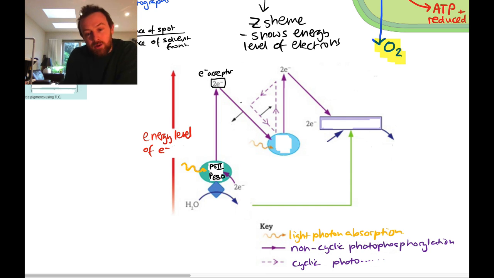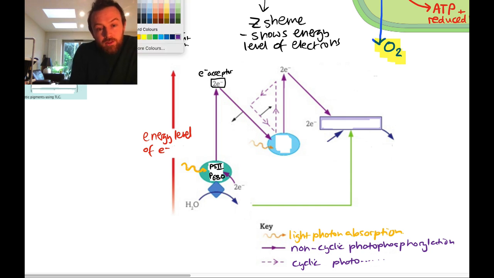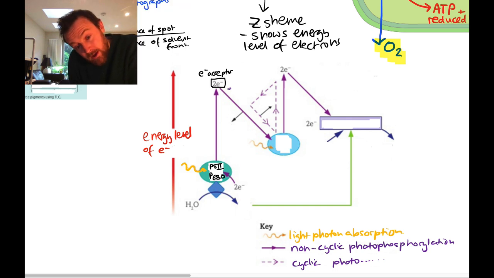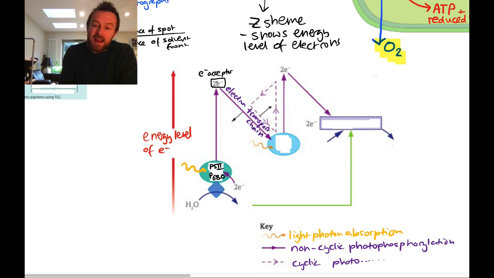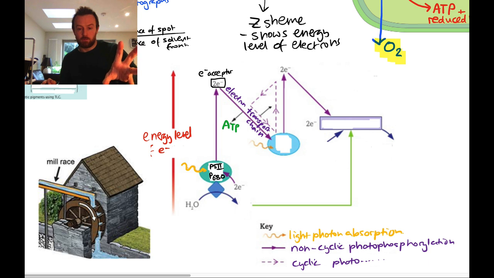And then they're passed down this here, which I think we should label the electron transport chain. I'm going to try and fit that here. Electron transport chain. And they lose energy. As they lose energy, we make ATP. Let me put this in green. You can think of this as a bit like a water wheel. Here's a picture of a water wheel. As the electrons lose energy, just like water loses energy as it goes from a high level at the top of the water wheel to a lower level at the bottom, it's used to do work. So ATP is made.